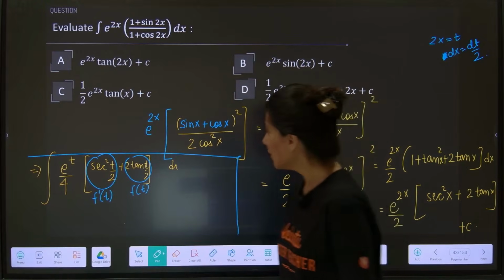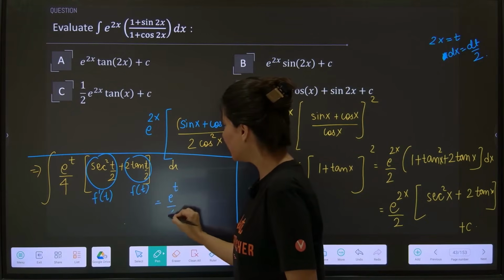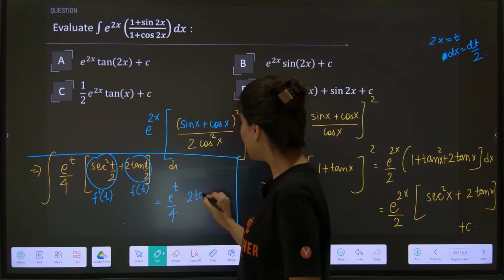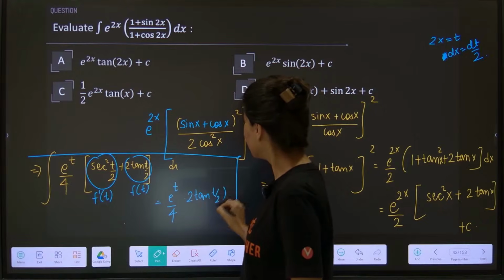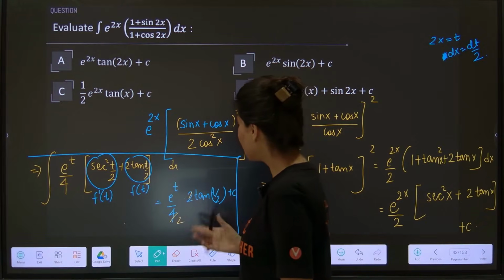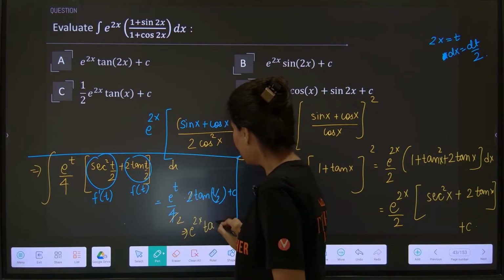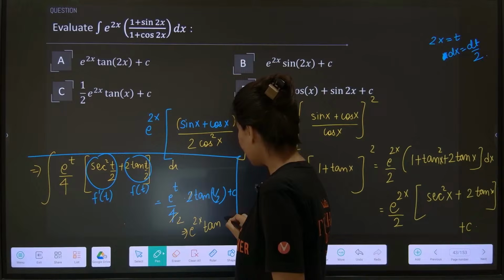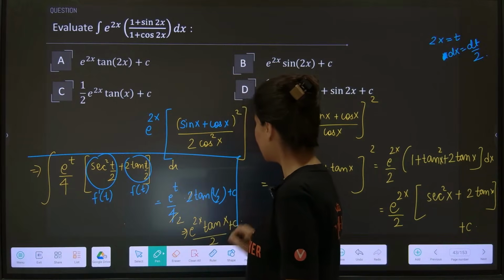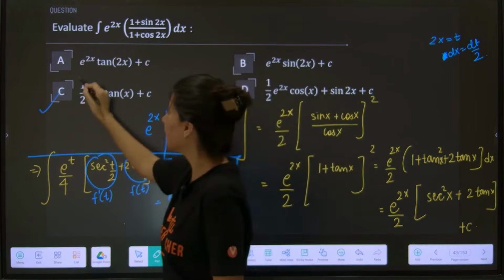Yes or no? So now the integration is actually e power t by 4 into f of t, into 2 tan t by 2, plus c. Now just put the values: e power 2x tan x upon 2 plus c. So e power 2x tan x, option C.